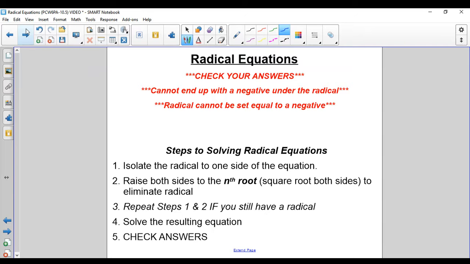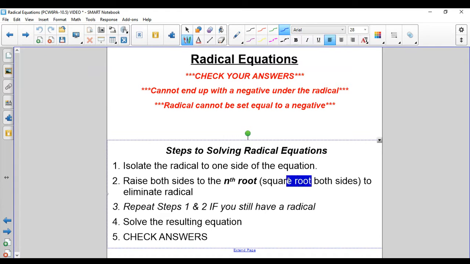Steps in solving these radical equations. First thing you have to do is get the radical to one side of the equation by itself. All right, just get one radical by itself, that's it. We're going to raise both sides to the nth power. So for square roots, we're going to square both sides, to eliminate the radical.